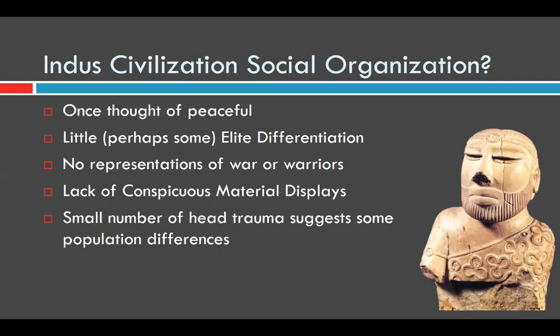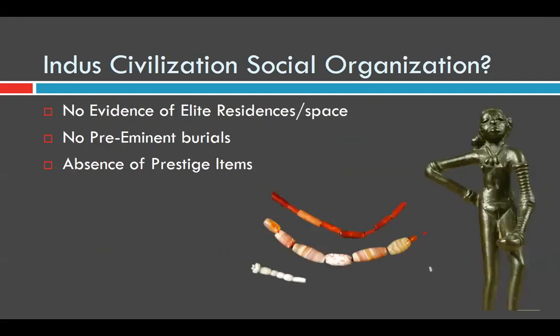There's a small number of some head trauma, meaning someone got whacked in the head, and maybe there's some population differences, but it's really a small amount. For a civilization or any urban setting, there's not a lot of evidence for violence, a little bit, but not a ton. And it's an individual type of setting, not like group violence. So no evidence of elite residences or elite spaces. If there is a social elite, their housing is very much the same as everyone else's.